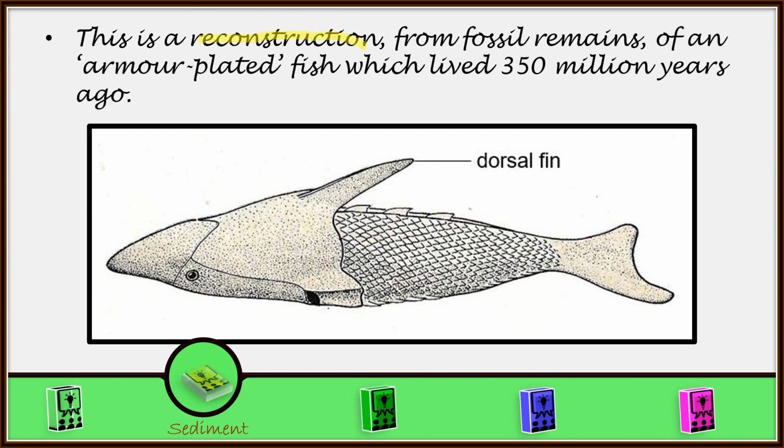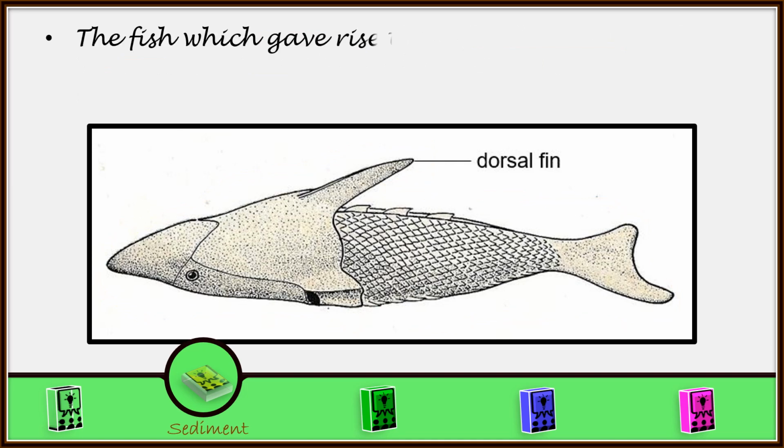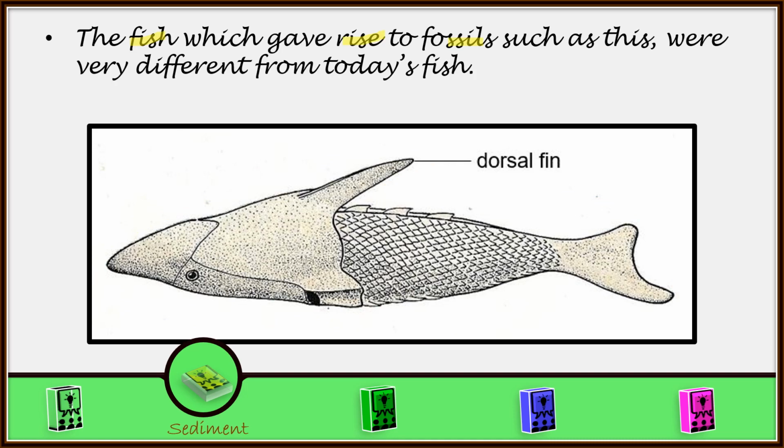This is a reconstruction from the fossil remains of an armor-plated fish which lived 350 million years ago. So this one is a reconstructed fish from a fossil remain of an armor-plated fish that is believed to have lived 350 million years ago. The fish which gave rise to fossils such as this were very different from today's fish. So when you look at it, you can see that it is a fish. But if you look at its structures, you can see that it is different from the fish which we have today.